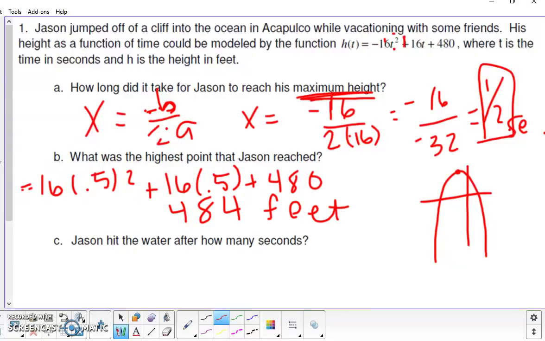This is talking about the highest point, which is distance, and the height is measured in feet from our word problem. So we know h equals 484 feet.